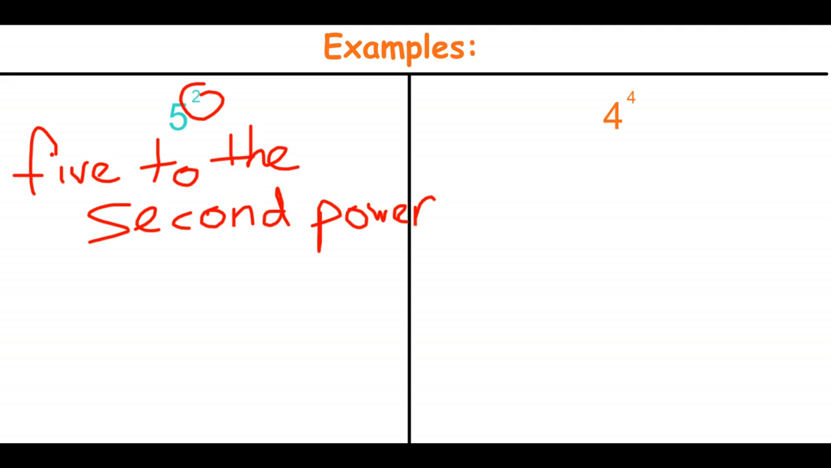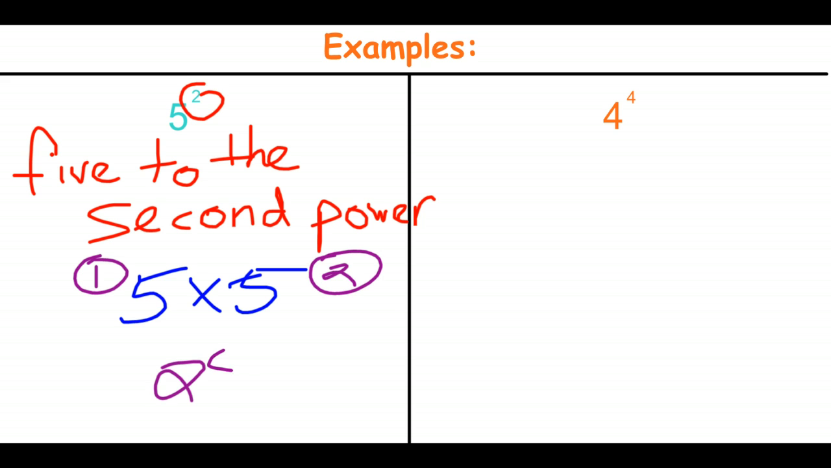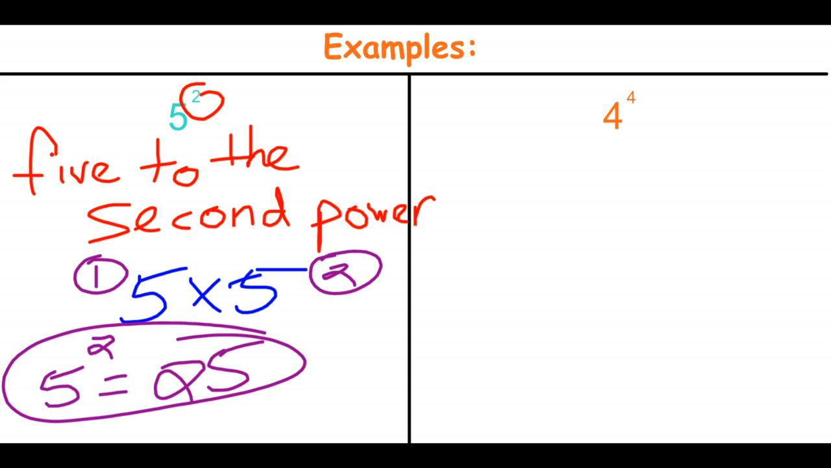And what that means is 5 multiplied by itself 2 times. Once here and twice here. 5 times 5 is 25. So 5 squared, not to be confused with 5 times 2, is 25.